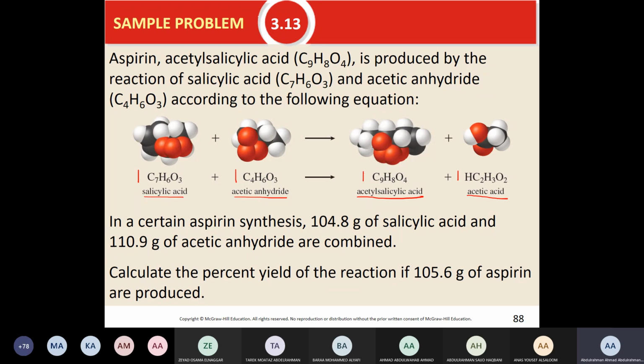I did not even read the question. Okay. Now, I went to the lab and mixed 104.8 gram of salicylic acid. So I have here 104.8 gram of this one. I mix it with 110.9 gram of acetic anhydride.